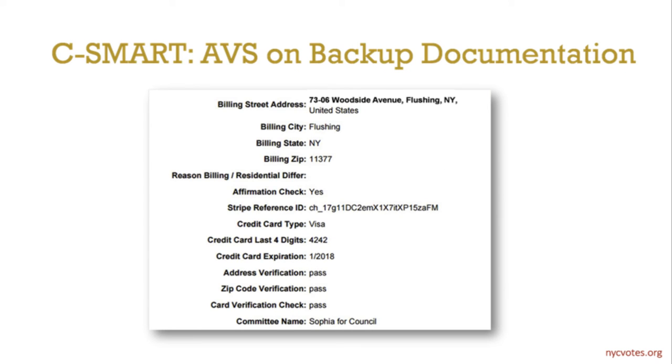Scrolling down to the bottom of the documentation, you should review the Address Verification field. In order for the contribution to be considered valid for match, this field must display Pass. If you notice that the field does not say Pass, you will need to reach out to the contributor to obtain an affirmation letter explaining why their residential and billing addresses do not match, unless the contributor has already done that as part of the contribution workflow. There is a template letter for this situation on the CFB website.